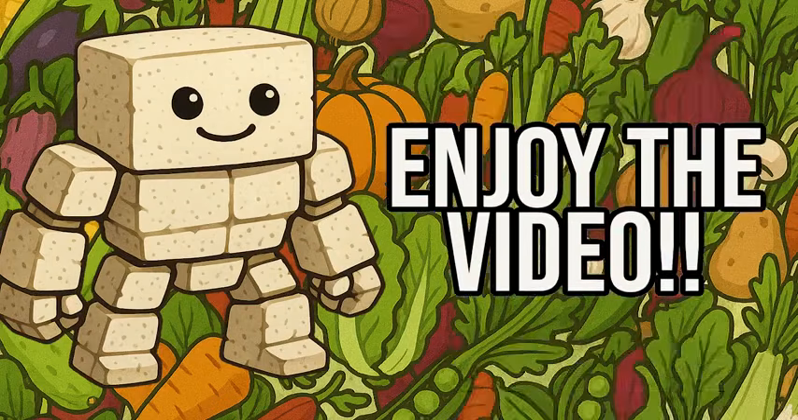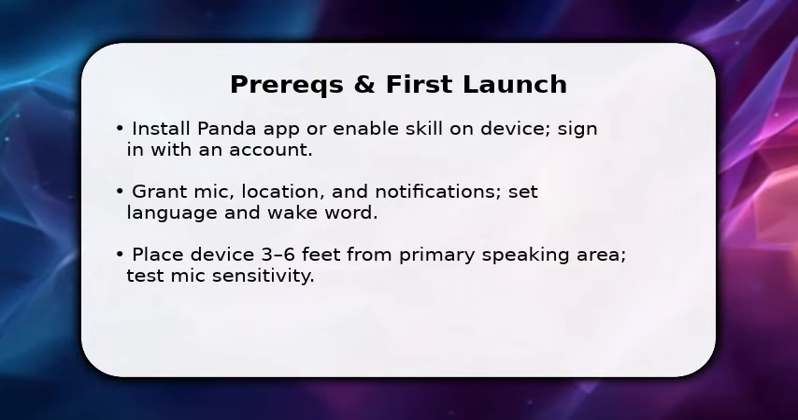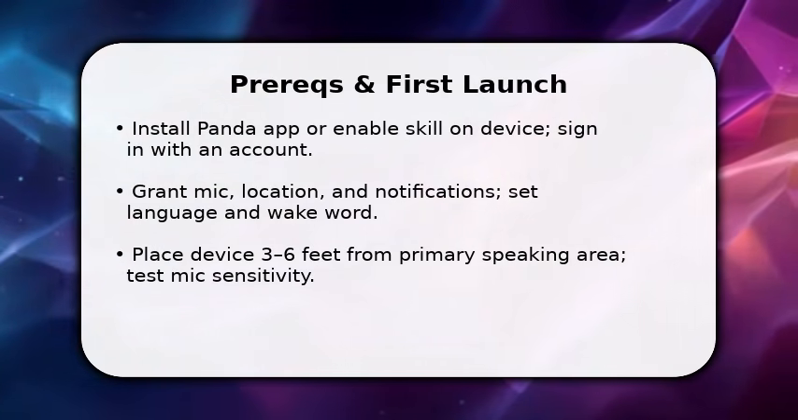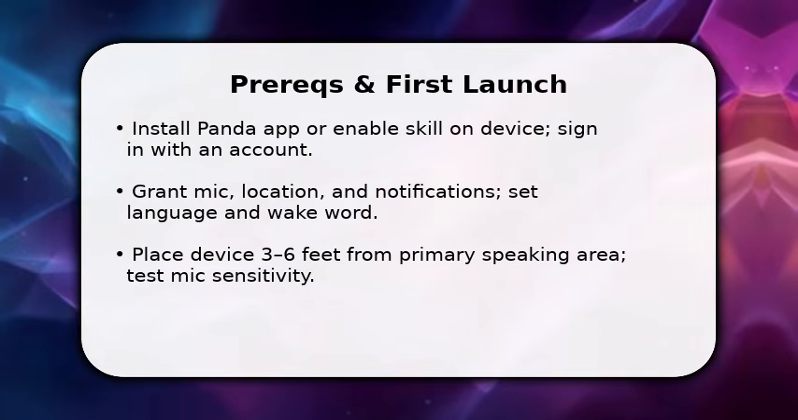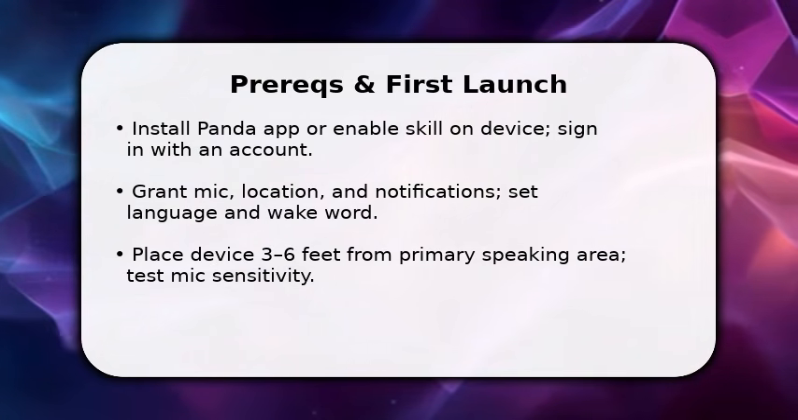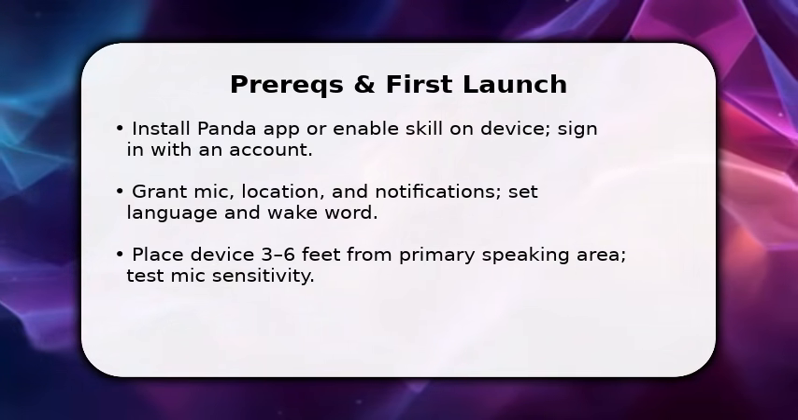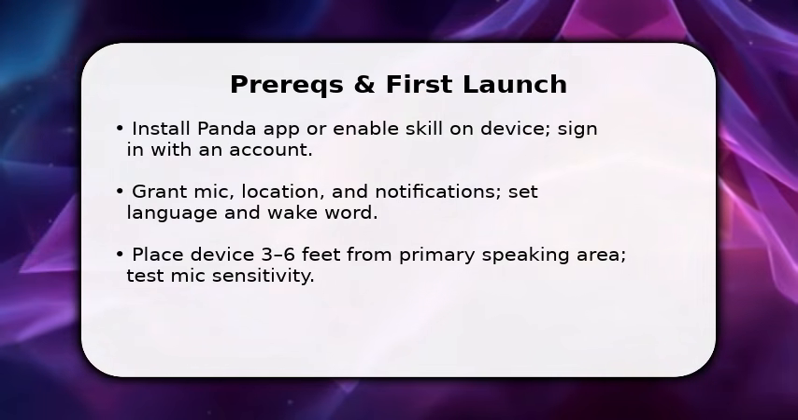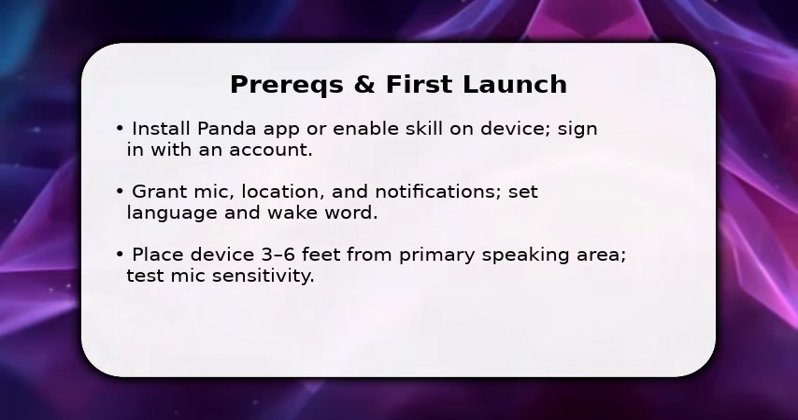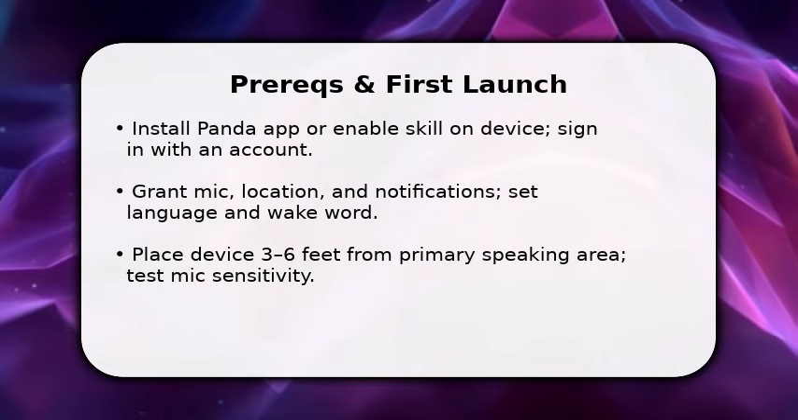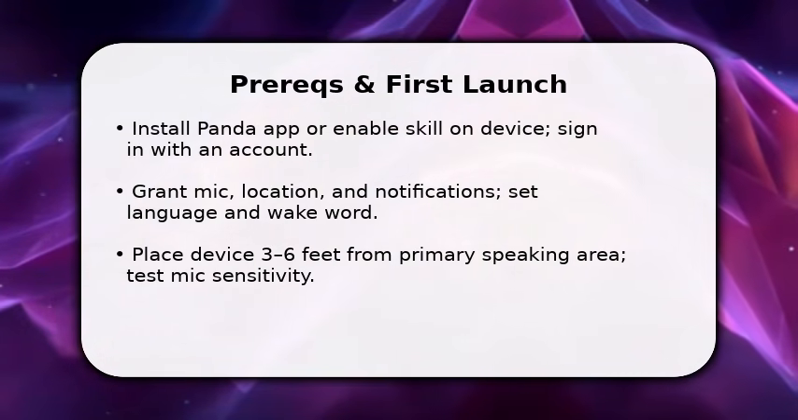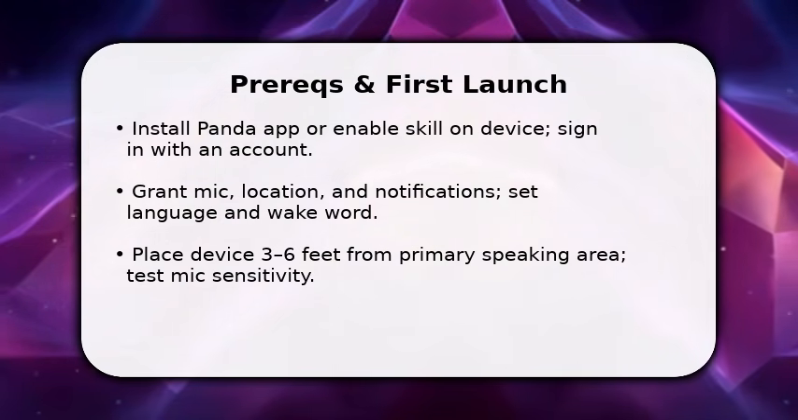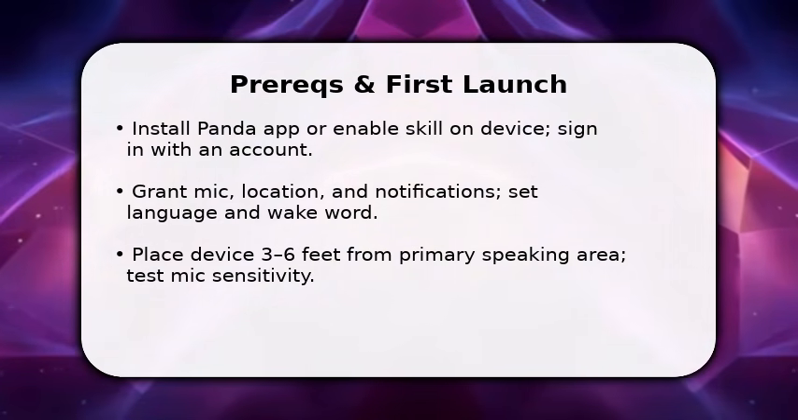Please enjoy the video. You need prerequisites in place: an account, app, or skill installed, and permissions granted for microphone and location. First, open the Panda app and sign in. Once done, choose your wake word and primary language so recognition is accurate. Next, grant notifications and microphone access, then place your device 3 to 6 feet from where you speak to avoid clipping. Finally, run the built-in mic test and speak a few short phrases so Panda adapts to your voice profile.